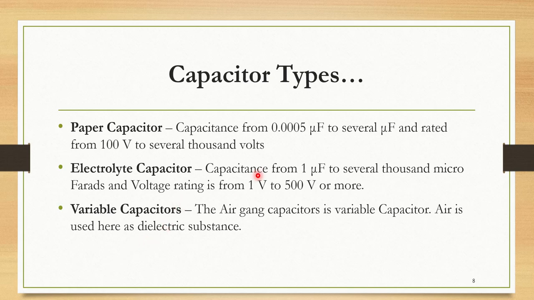Now there are paper capacitors, where paper is the insulator. Paper capacitors range in capacitance from 0.0005 microfarad to several microfarads and are rated from 100 volts to several thousand volts.